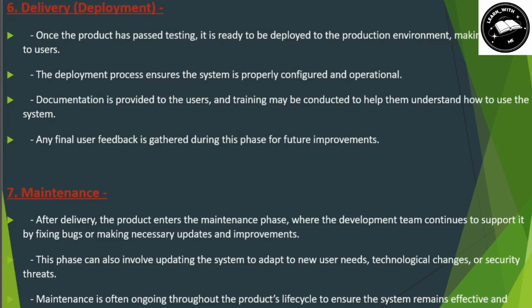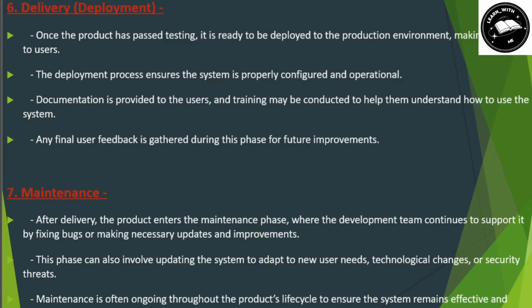Sixth phase is delivery. Once the product has passed testing, it is ready to be deployed to the production environment, making it available to the users. The deployment process ensures the system is properly configured and operational. Documentation is provided to the users and training may be conducted to help them understand how to use the system. Any final user feedback is gathered during this phase for future improvements.